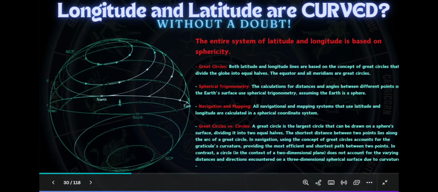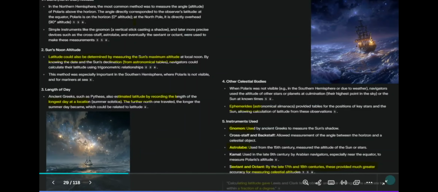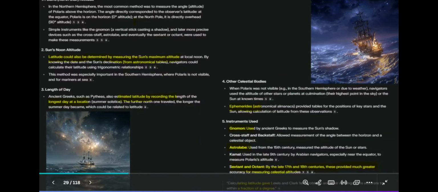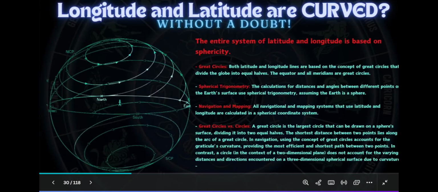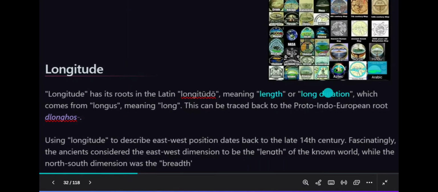But was it curved back in this time, back when they were using sticks and gnomons and celestial observations? Probably not. I don't think anyone was using a spherical coordinate system and then translating coordinates from two spheres to get where they were. I think they were most commonly using the old school definition, right? Latitude meaning breadth or width, just how wide something is. And longitude meaning length, or long duration, how long something is. That's the most basic definition.